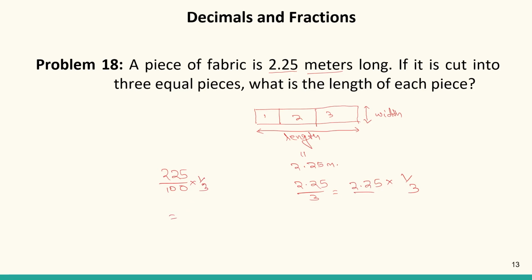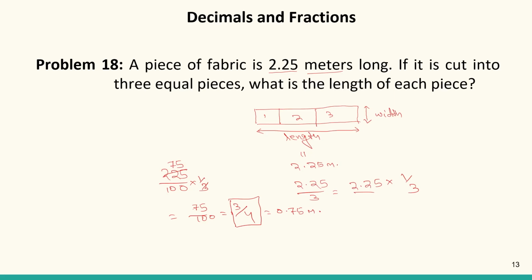So this is equal to, 225 divided by 3 gives 75. So 75 by 100, this is equal to 3 by 4. So this will be the length of each part if the main part is divided into 3 parts. That is nothing but 0.75 meter.